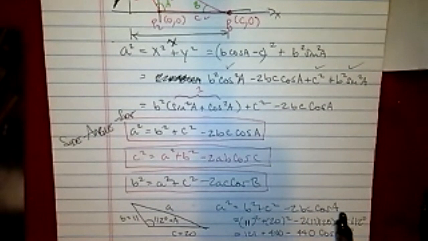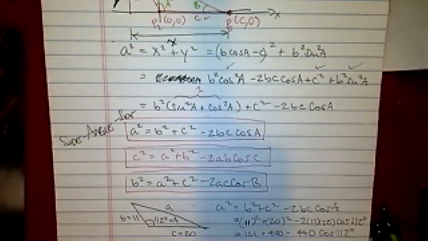Cosine of 112 degrees. Assuming my math was all right, I'm going to double check that now. Let me double check my 2 times 11 times 20. So 2 times 11 times 20 is in fact 440, so I did get that right. Now I'm going to take the trig function cosine of 112. Again, I haven't changed my calculator to degree mode, so I'm going to multiply by pi, divide that by 180, and then take the cosine of all that.